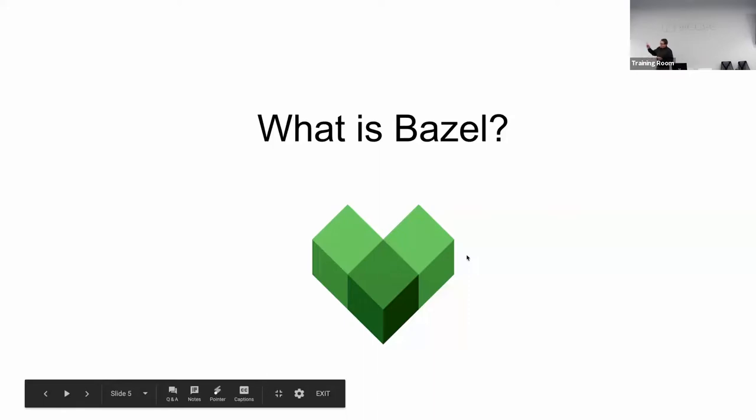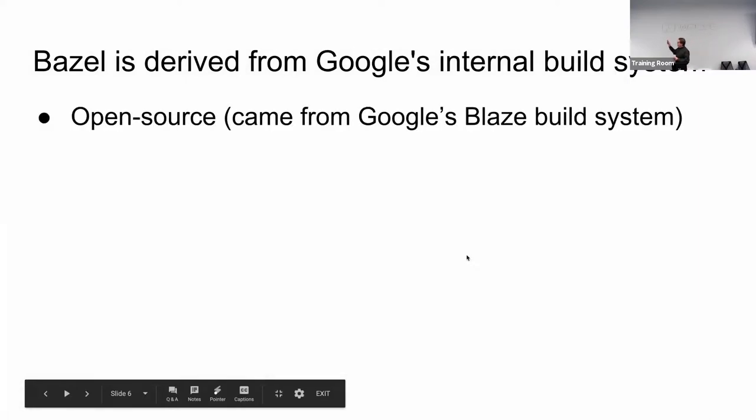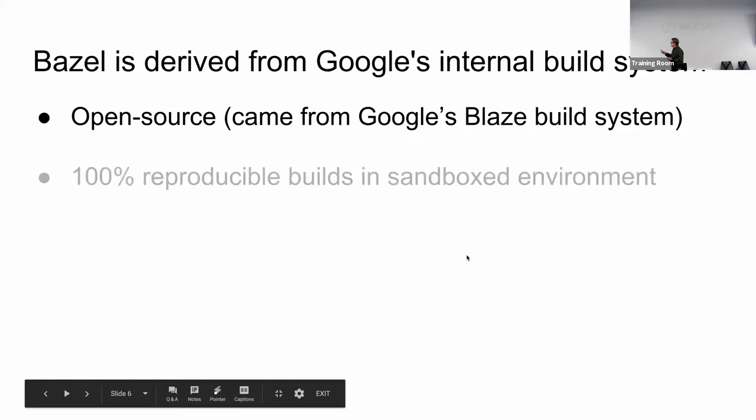Bazel came out of Google Land. It was derived from a system they have internally called Blaze. Of course, they always have to change things around when they open source it. With Blaze, they created an environment where they can build their billions of lines of code in a reproducible way, such as in a sandbox environment. It's this notion of being correct.